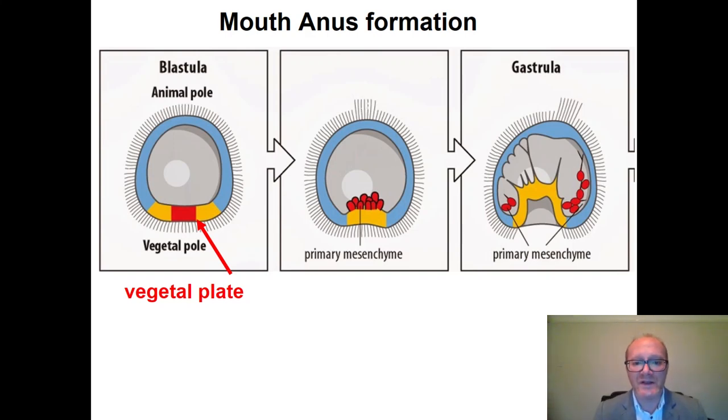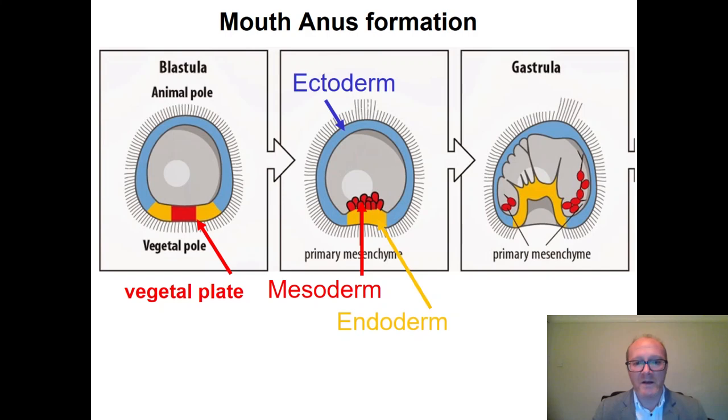Okay, so these cells that move inside the blastocoel are called the primary mesenchyme. These primary mesenchyme cells are the ones that become the future mesoderm of this animal. The cells all around here will become the ectoderm, so the blue cells all around the blastocoel, and the rest of the cells of the vegetal plate, here indicated in orangey yellowish, will become the future endoderm.